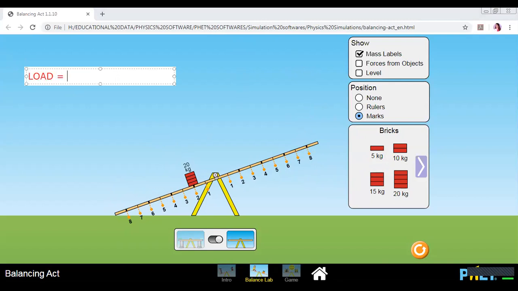Load is equal to 200 Newton. Okay, 200 Newton is the load. And how much is my effort? So effort is 5 kg, means 50 Newton. So this is my load and that's my effort. Be very clear what's my load and what's my effort. My load is 200 Newton and my effort is 50 Newton, because we assume 1 kg is equal to 10 Newton. Now we have to figure out the displacement of load and displacement of effort.